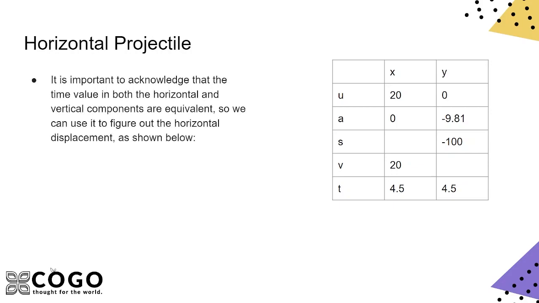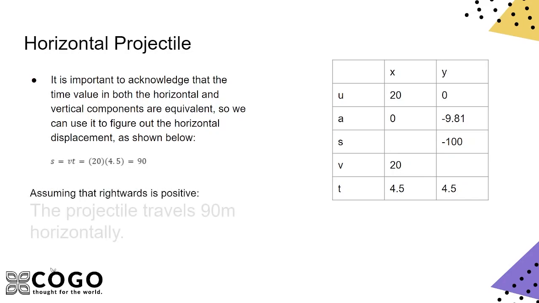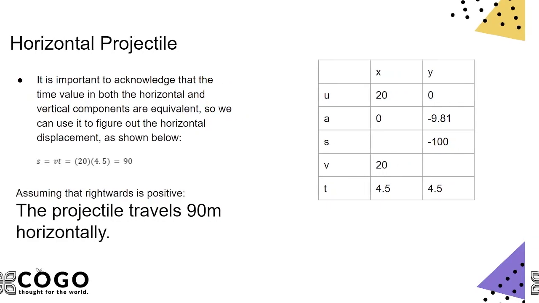It is important to acknowledge that the time value in both the horizontal and vertical components are equivalent, so we can use it to figure out the horizontal displacement, as shown below. Finally, assuming that rightwards is positive, we can say that the projectile travels 90 meters horizontally.